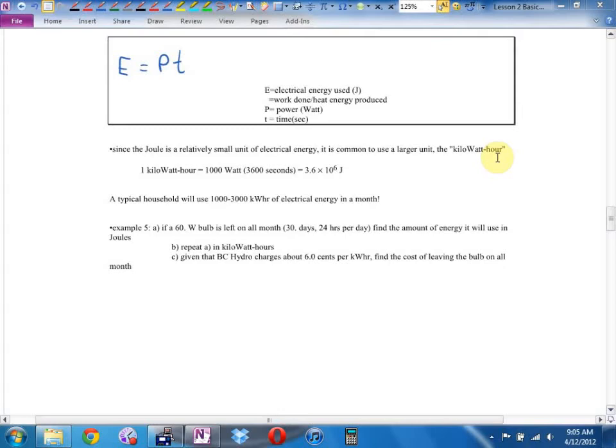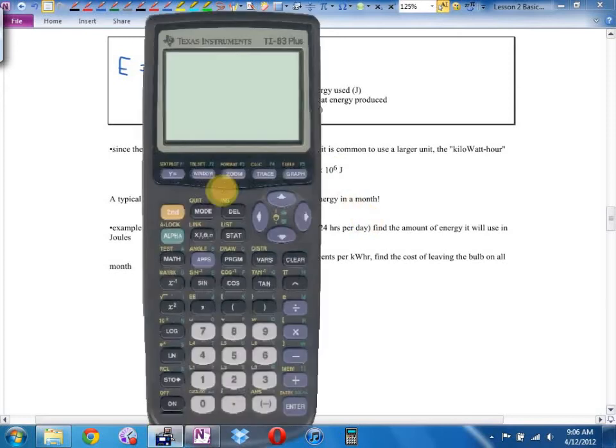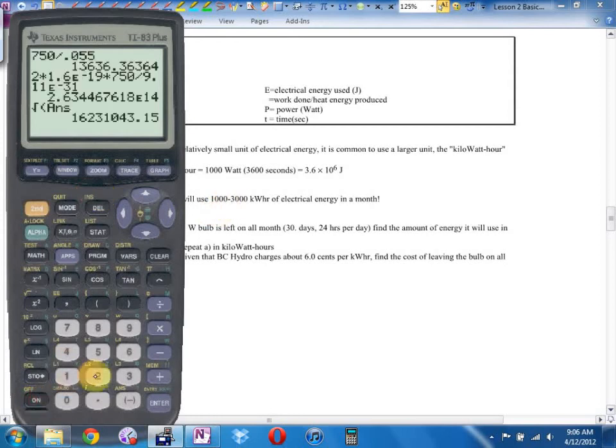There could be something wrong with the devices. But regardless, 1 kilowatt hour is 1,000 watts times 3,600 seconds. 1 kilowatt hour is 3.6 times 10 to the 6 joules. A typical household uses between 1,000 and 3,000 kilowatt hours in a month. In other words, let's split the difference, 2,000 times 3.6 times 10 to the sixth. That's how many joules of energy most of your houses use in a month, which is why we don't use joules on your BC Hydro bills, because that would be crazy.